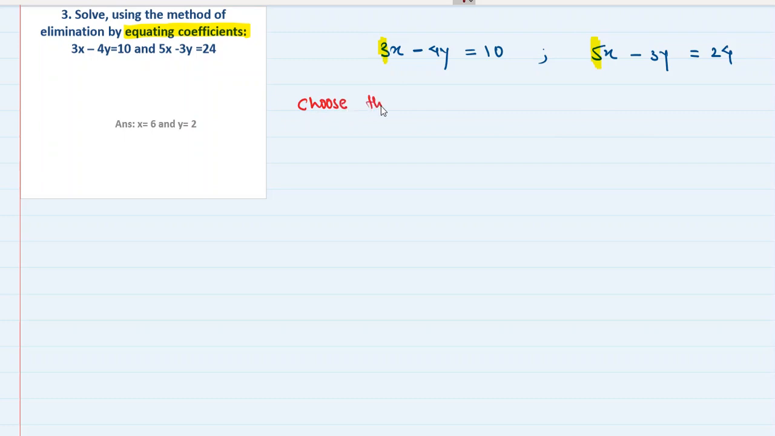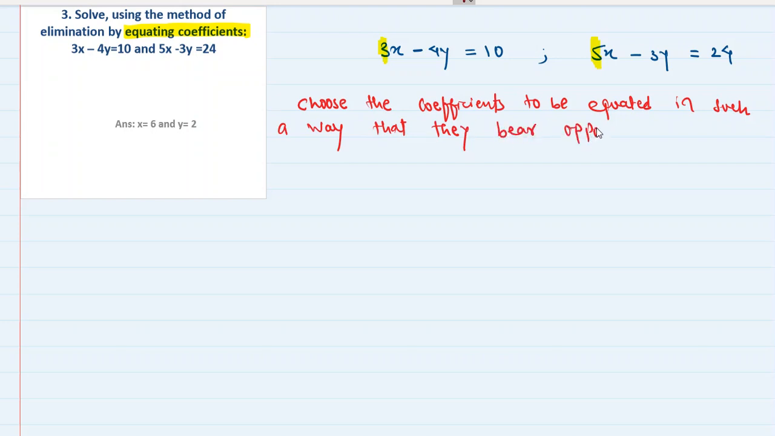Choose the coefficients to be equated in such a way that they bear opposite signs, if possible. I'm going to write "if possible" in brackets. Choose the coefficients to be equated in such a way that they bear opposite signs.